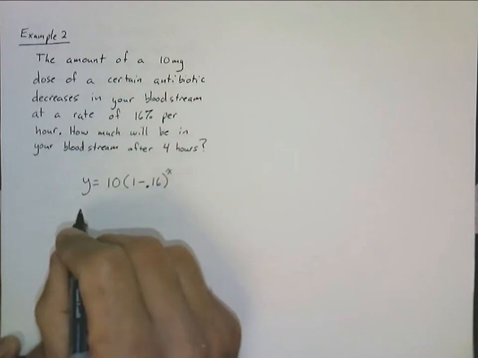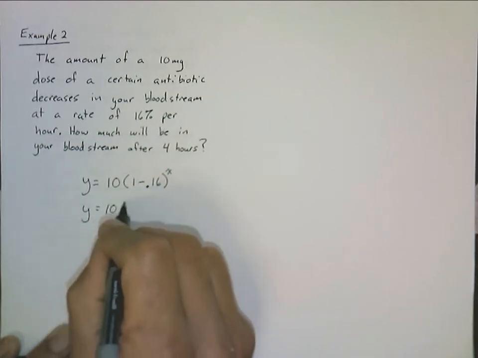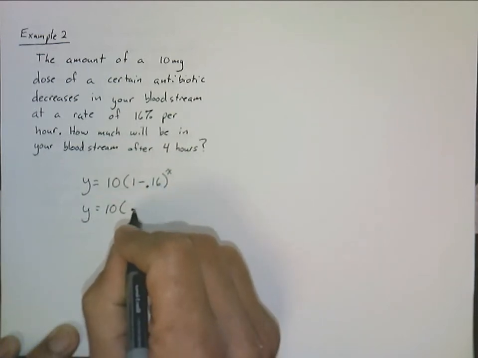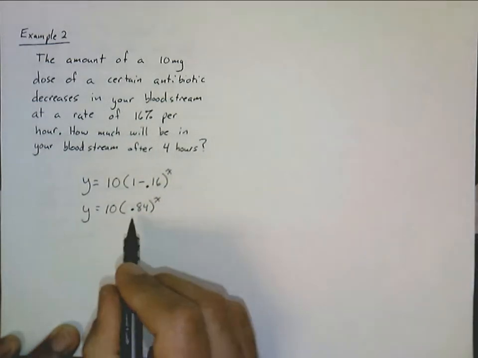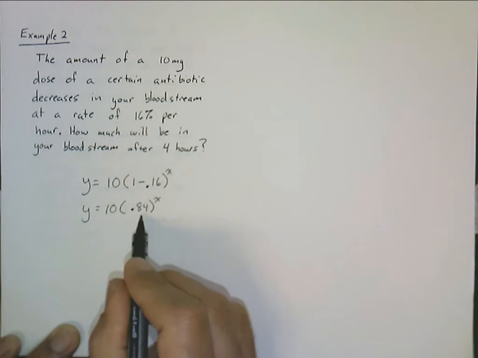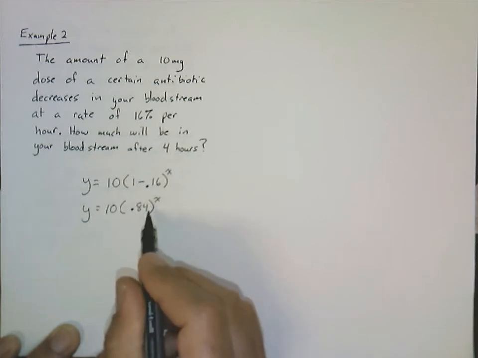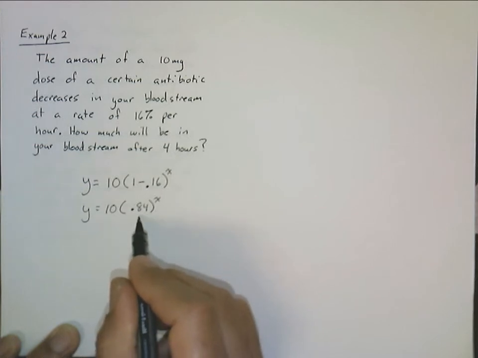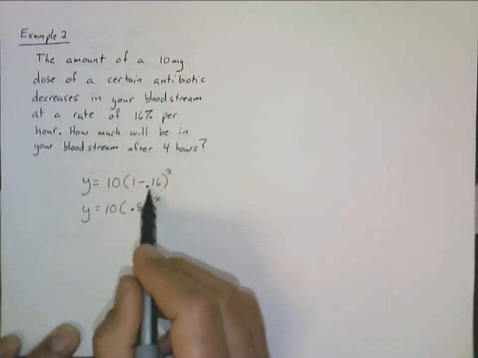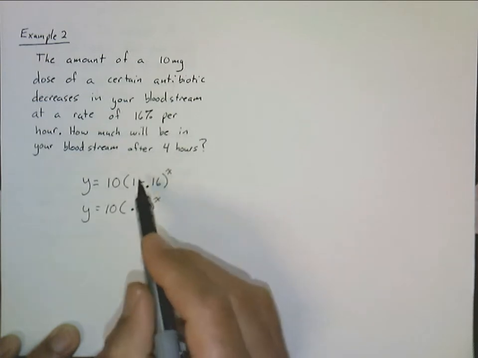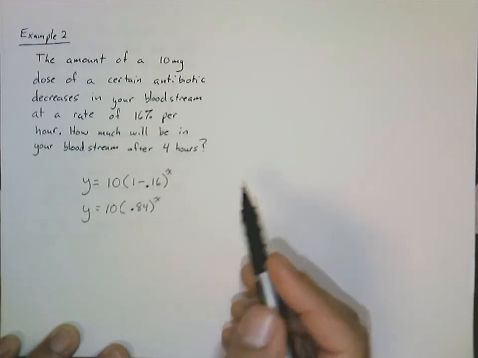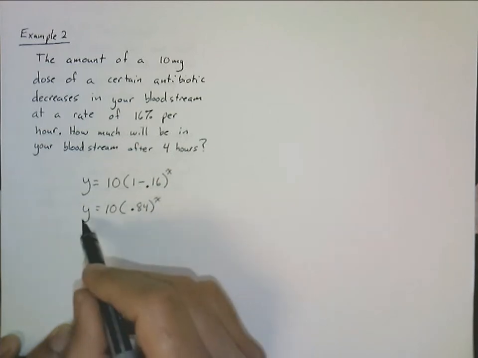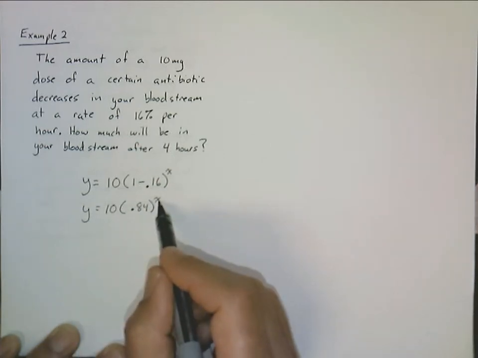If you wanted to, you could, of course, just write this as y is equal to 10 times 1 minus 0.16, which is, of course, 0.84 to the power of x. And so here is the decay factor of 84%. So every hour, you're going to be left with 84% of the previous amount. Or up here, we're focusing on the decay rate of 16%. So we're losing 16% each hour. And we just want to know, well, what is y going to be when x, the number of hours, is 4?